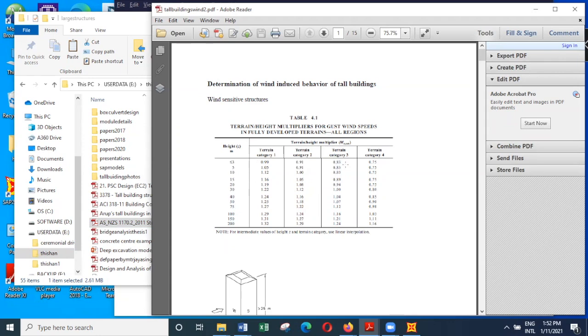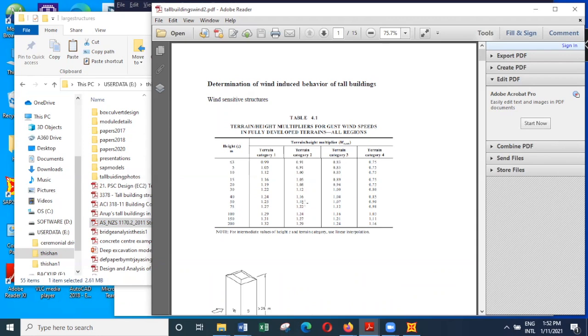Terrain category 1 is open ground. 2 is with slight built up. Terrain category 3 is some reasonable built up of buildings. And terrain category 4 is actually for city centers where you have a lot of tall buildings and shielding effects. So generally, for isolated buildings, we can easily use terrain category 3.